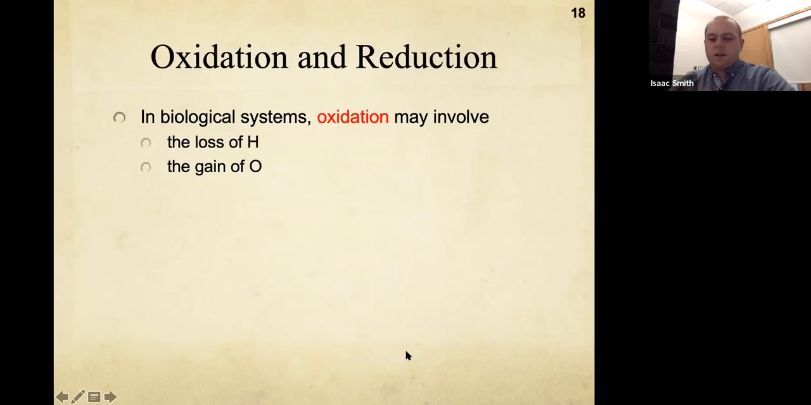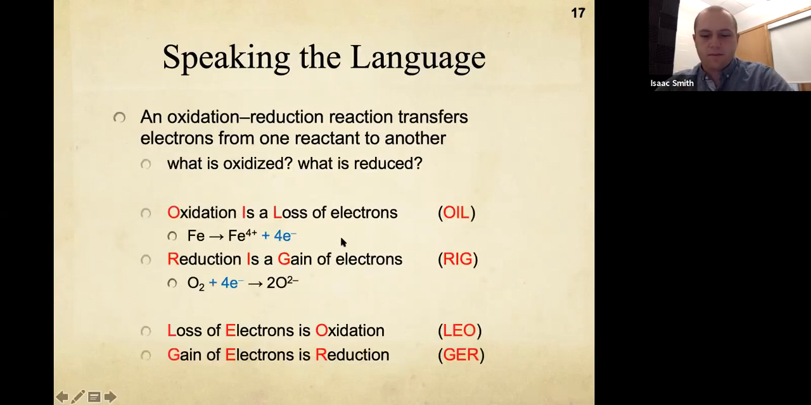Oh wait, we probably should point out something here. I think I talked about this. We would say that iron is oxidized, and that oxygen is reduced. If the problem asks which element was oxidized, it's the one that lost electrons, and the one that is reduced is the one that gained electrons. This is really helpful for ionic equations.